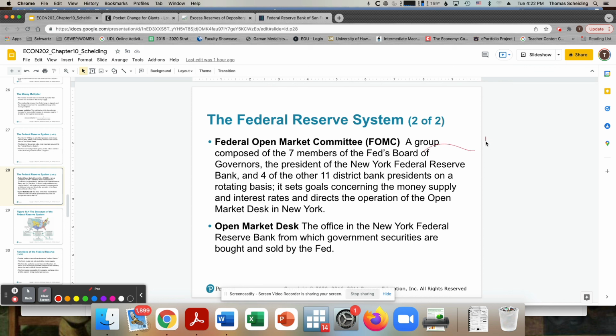When the FOMC buys government securities, that is increasing the money supply because it's paying for that government debt with money that never existed before. When it sells government debt that it's holding, it reduces the money supply because the Federal Reserve is accepting money for those bonds that it's selling, and then it basically destroys that money. We could think of it as physical money. It destroys that money from existing.